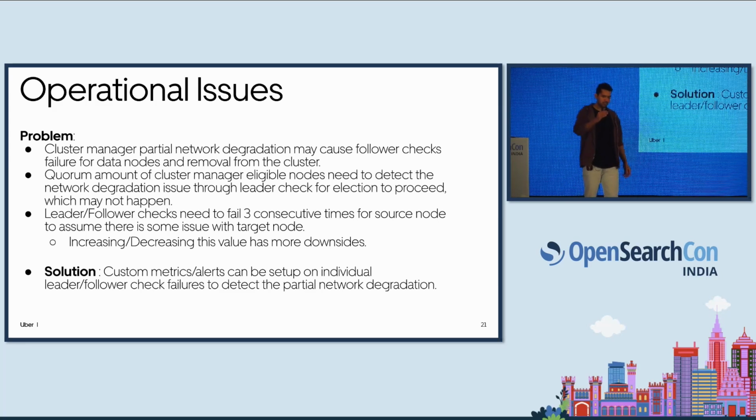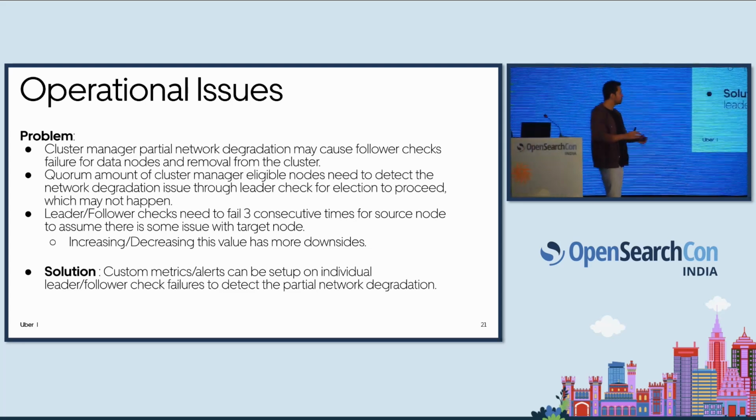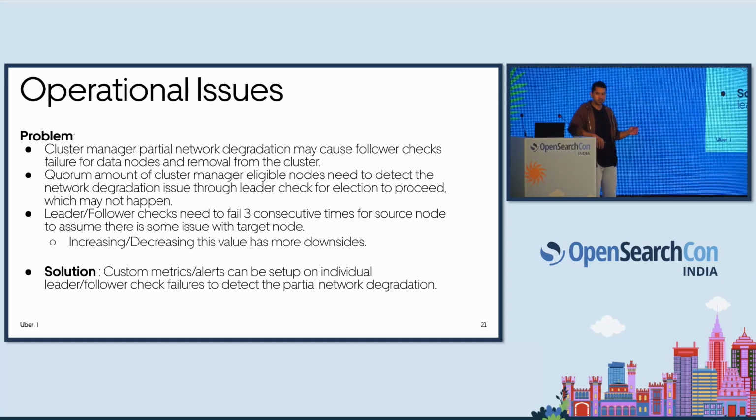Now, when you're dealing with networking issues, a lot of times you would never have a complete network partition, but you would have symptoms where your network is degraded due to partial drops in packets. And we dealt with a very similar case where your leader and follower checker would fail one time, and then it would pass, and then it would fail again 2 times, and then it would pass again, which means your OpenSearch cluster was never able to detect a partial network degradation in an availability zone.